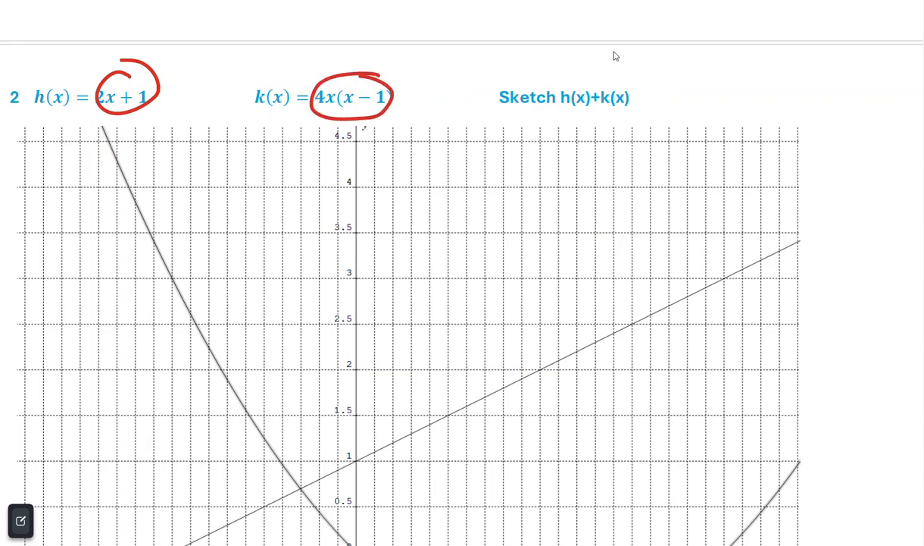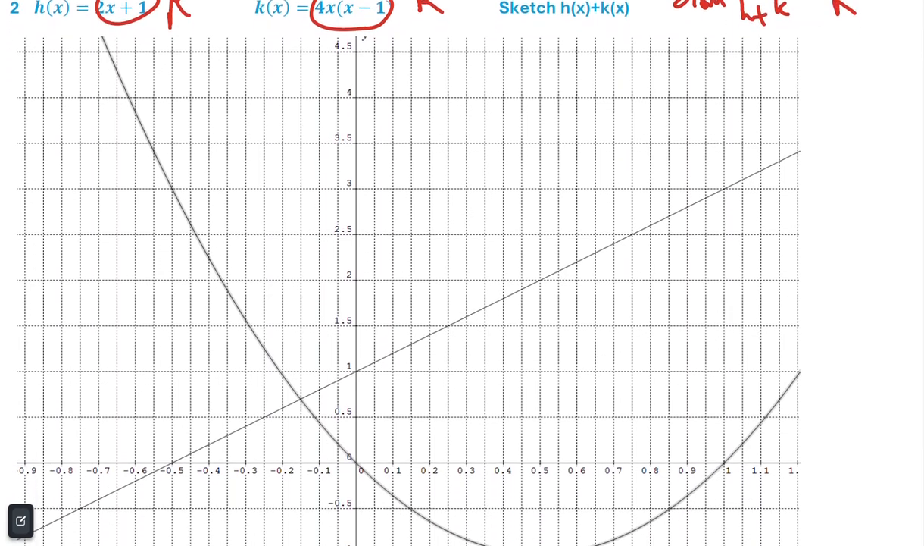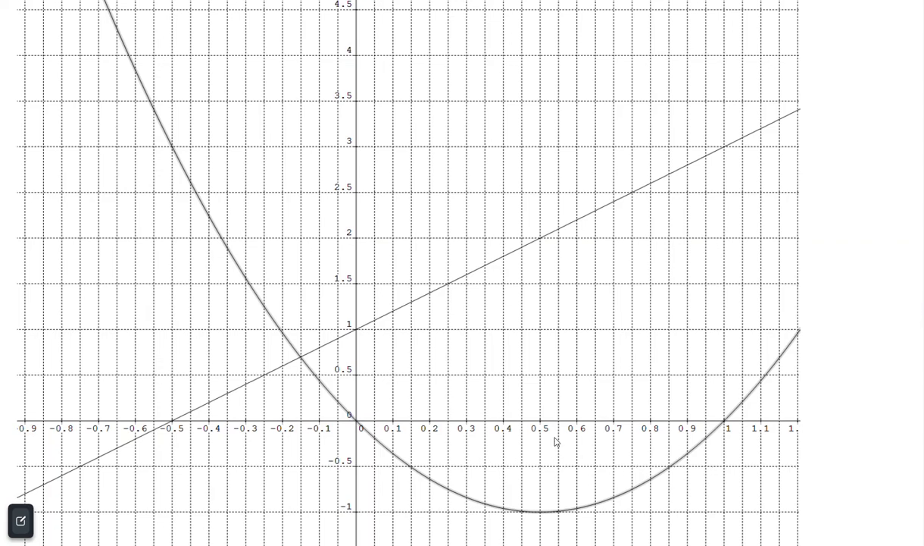So my end result will be a quadratic. This has the domain of all real numbers. This has the domain of all real numbers. Therefore, the domain of h plus k will also be all real numbers. Okay, so I'll look at my zeros first. 0 plus 1 is 1. 0 plus 3 is 3. 0 plus 3 is 3.